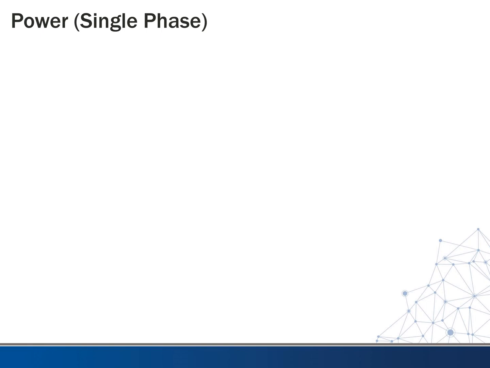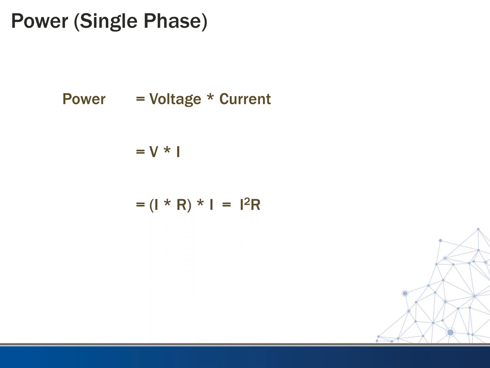So let's talk about power. Power is generally defined as the voltage times the current. This can be expressed mathematically as V times I, and then we can take the identity from Ohm's law, substitute this in, and get a couple of different representations of this. So it's also equal to the current squared times the resistance, and also equal to the voltage squared divided by the resistance. All of these should give us the exact same results.